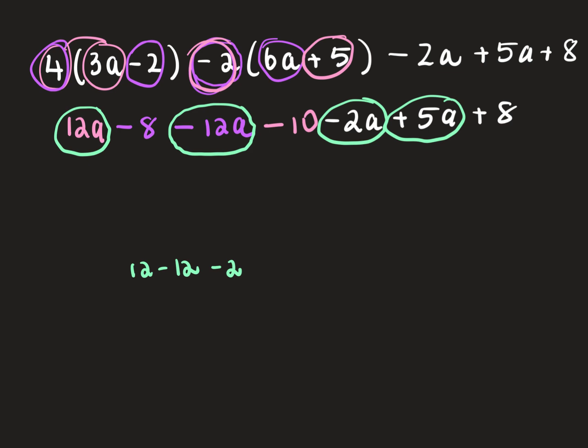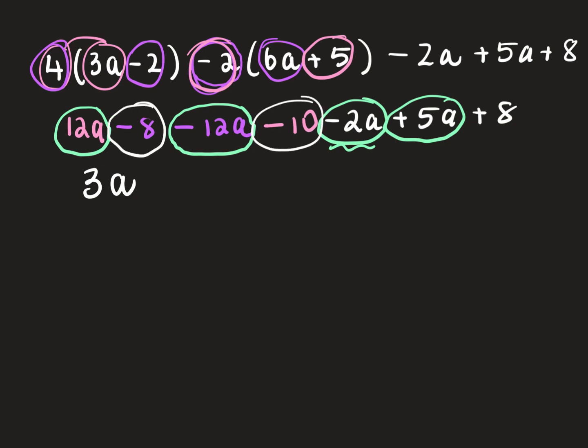Take away 2 of them will give me minus 2, and then plus 5 of them, which would give me 3. Now you could just write all of that in your calculator to help you with that. 3a, and what have I got? I've got minus 8, minus 10, that is minus 18, plus 8 gives me back to negative 10.